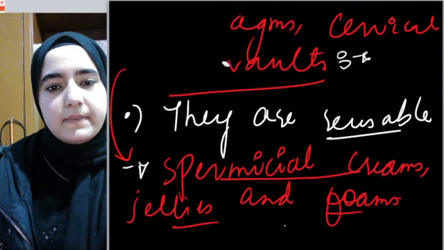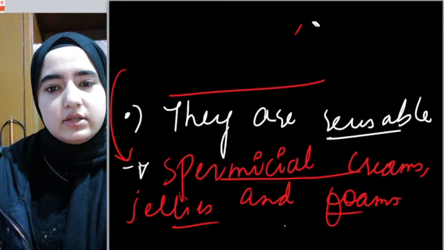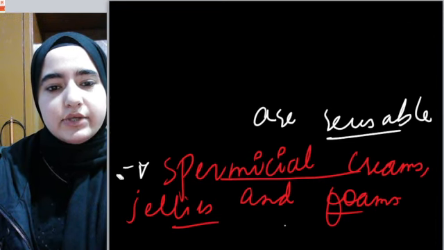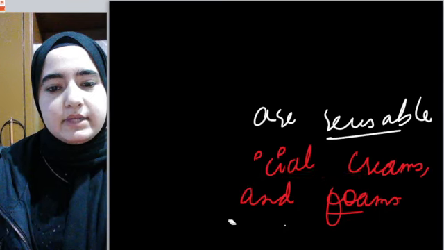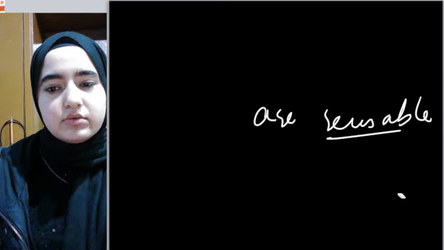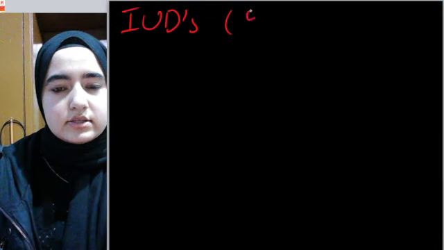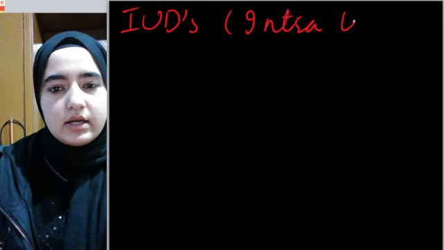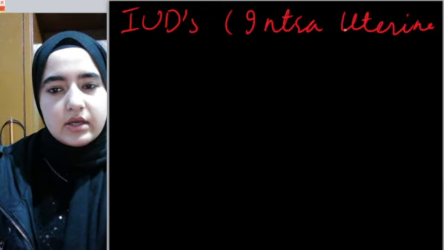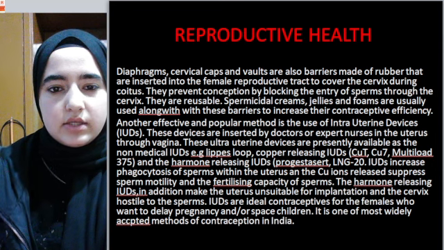Besides these barrier methods, we have another method known as IUDs. IUDs simply means intrauterine devices. Those are the devices which we can use inside our uterus. I'll write it down. IUDs are intrauterine devices, devices which are inserted inside the uterus.